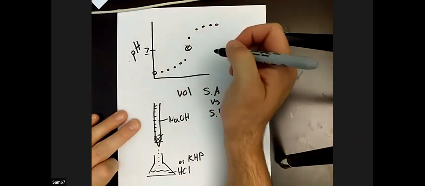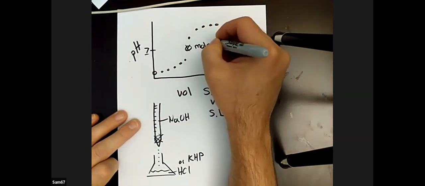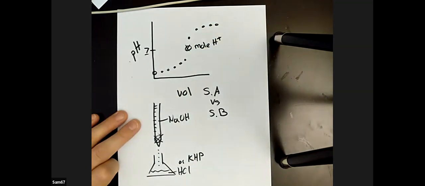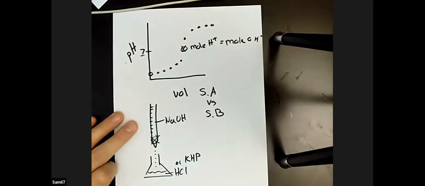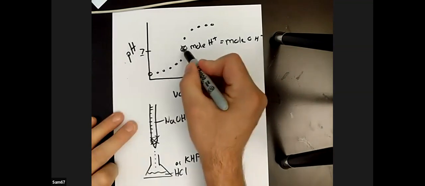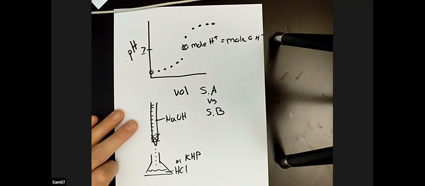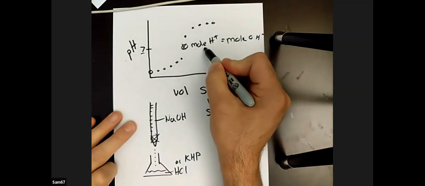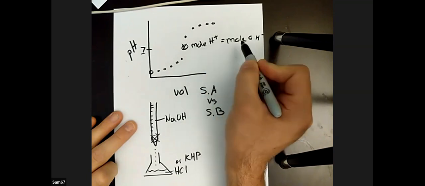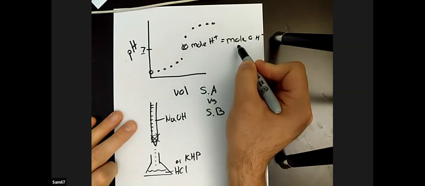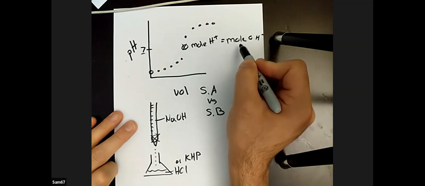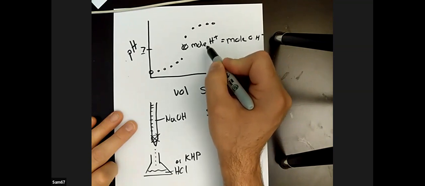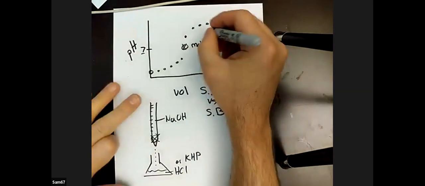So at this point here, the moles of the acid equal the moles of the base. That's how the titration works. Because of this relationship, we can use, in part A, an acid that we know to find the moles of the hydroxide that we don't know. And then in part B, we can use the moles of the hydroxide we do know to then find the moles of the acid that we don't know.